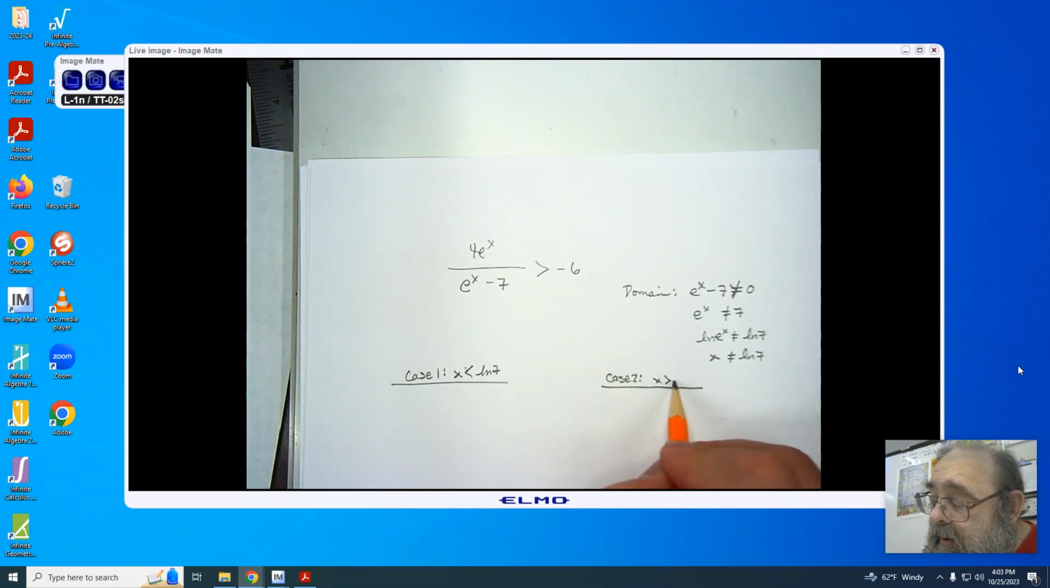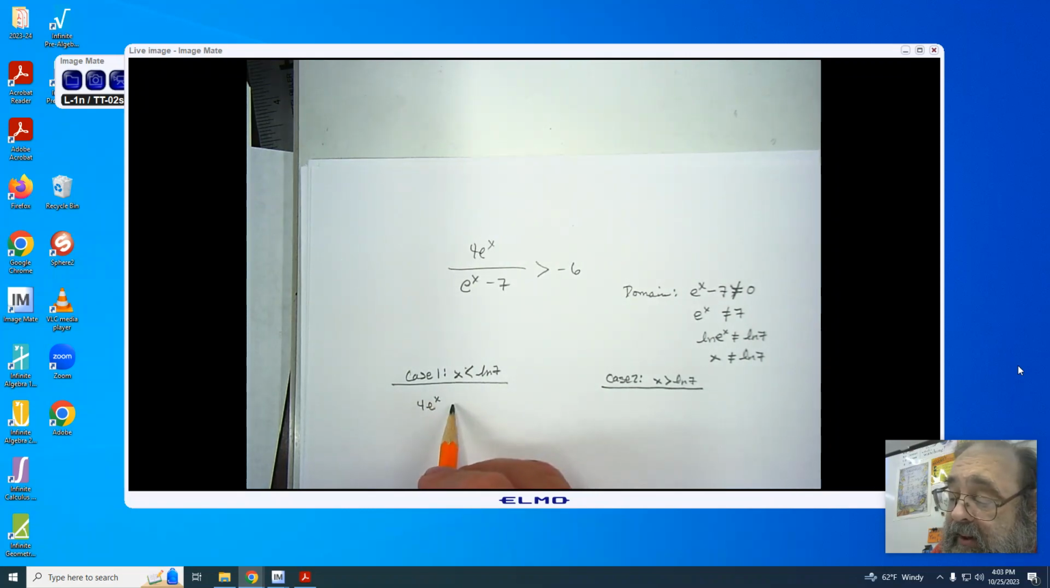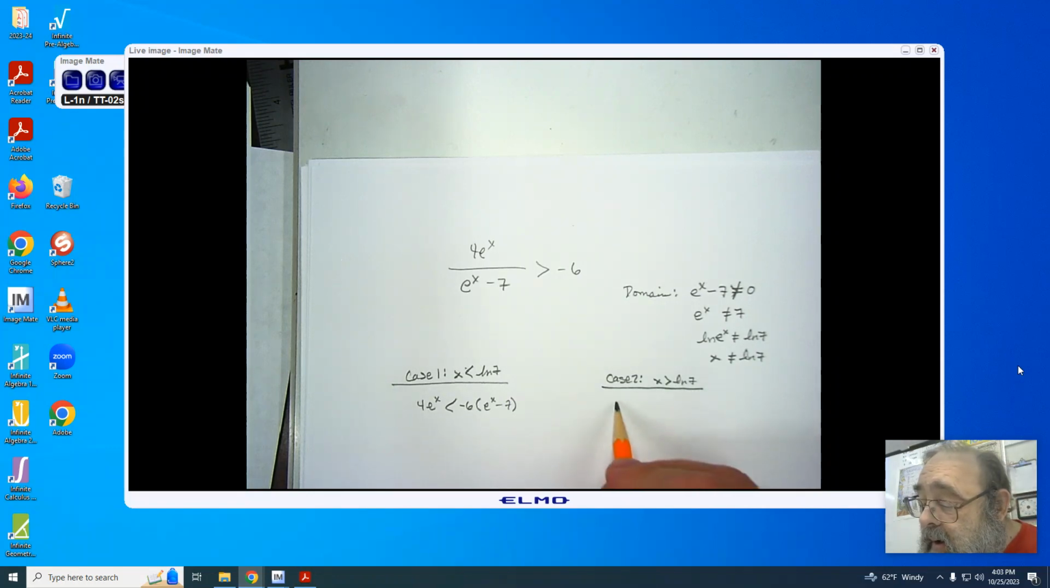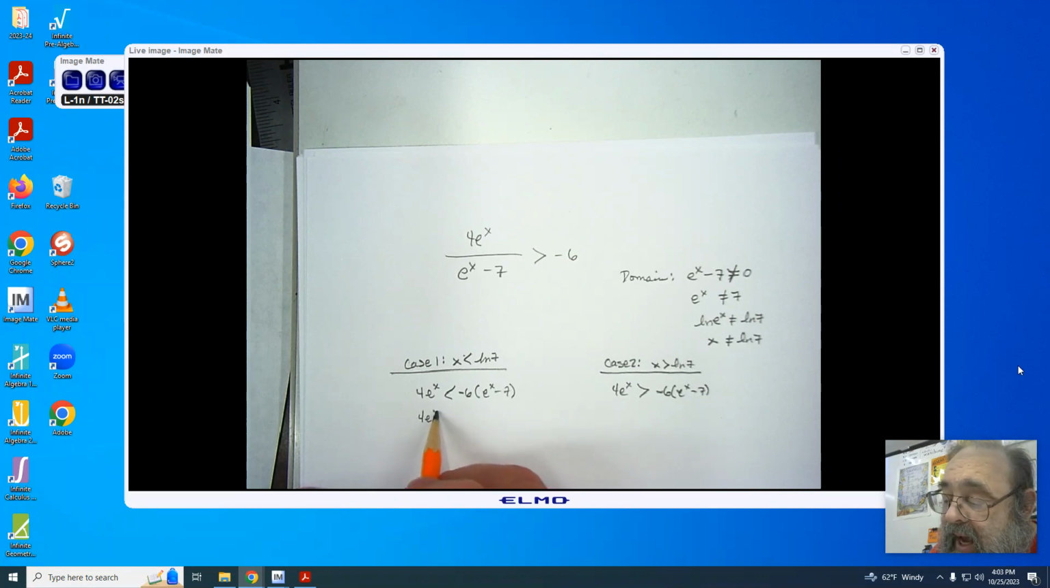x is greater than the natural log of 7. Well, if I'm less than the natural log of 7, I'm going to have a negative exponent, and the inequality flips. And if I'm looking at the positive, 4e to the x is going to be greater than negative 6e to the x minus 7. Distributing, 4e to the x is less than negative 6e to the x plus 42, and therefore 10e to the x is less than 42.